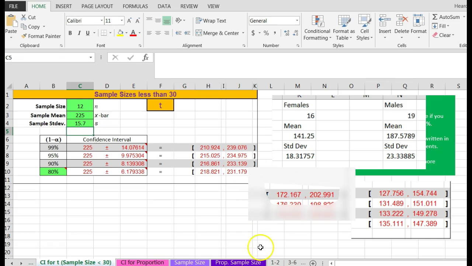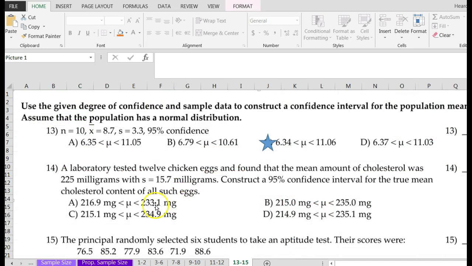I forget how many places they rounded those to, but 215.03 to 234.98. Let's see if that's a choice. I may have to toggle back and cheat and switch. Oh, they rounded it to 1 decimal place, so I would say it's 215 to 235.0. We nailed it right there. It's choice B. Let me put a star by it.